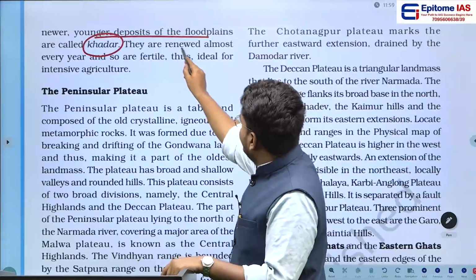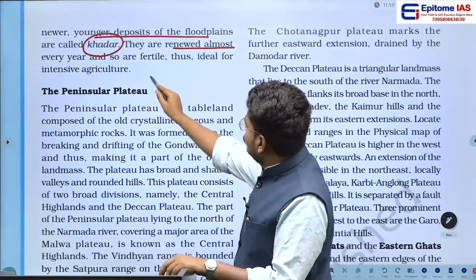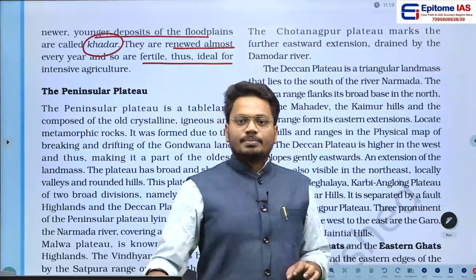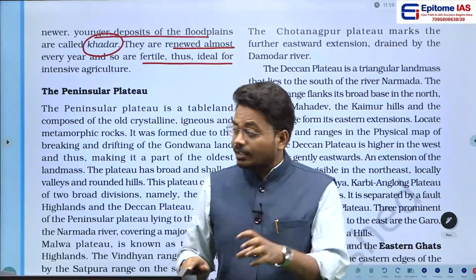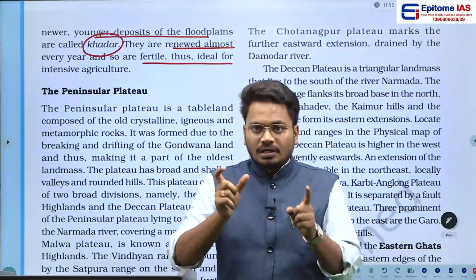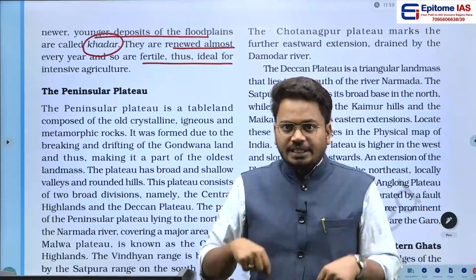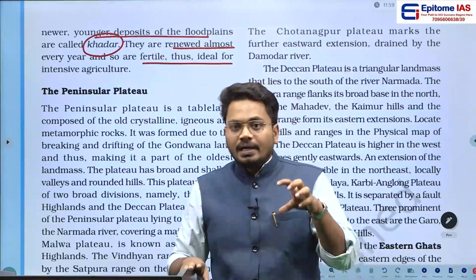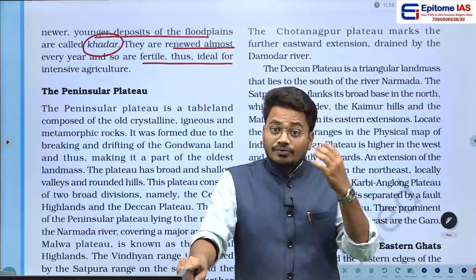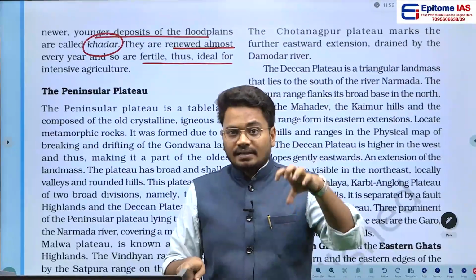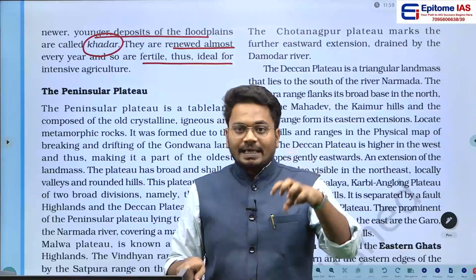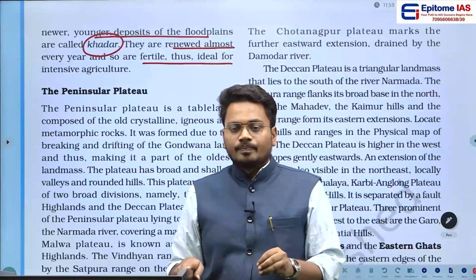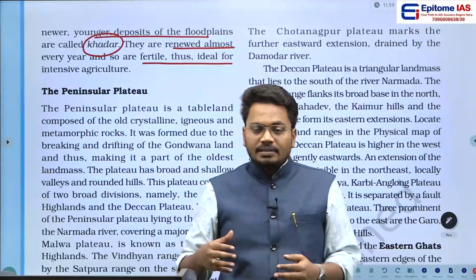Right. They are renewed almost every year and so are fertile, thus ideal for intensive agriculture. What does it mean? It means that this particular khadar zone or khadar region is continuously filled with newer alluvial deposits or younger alluvial deposits. So, because of that particular reason, we can say that this zone is a very highly intensive agricultural zone. So, these are the four divisions.